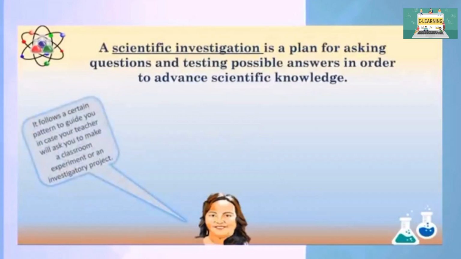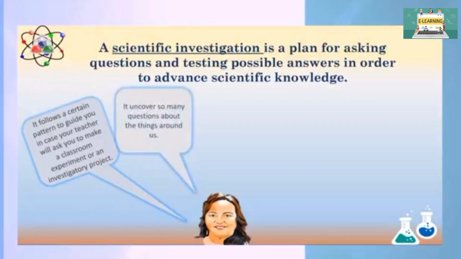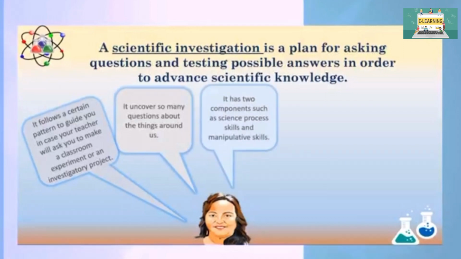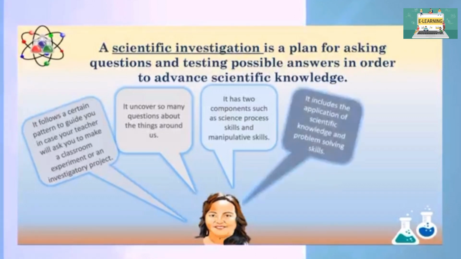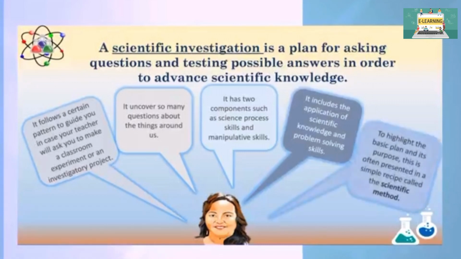A scientific investigation is a plan for asking questions and testing possible answers in order to advance scientific knowledge. It follows a certain pattern to guide you in case your teacher will ask you to make a classroom experiment or an investigatory project. It uncovers so many questions about the things around us. It has two components such as science process skills and manipulative skills. It includes the application of scientific knowledge and problem-solving skills. To highlight the basic plan and its purpose, this is often presented in a simple recipe called the scientific method.